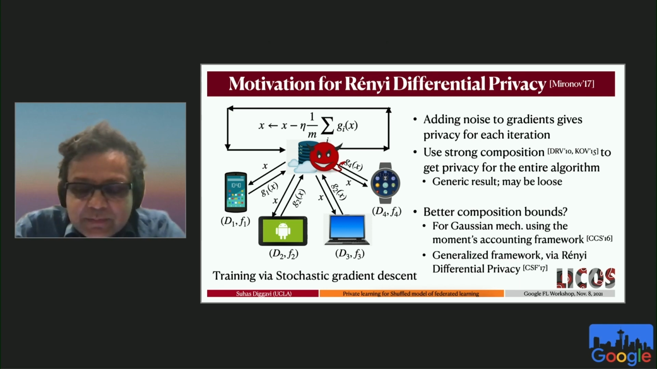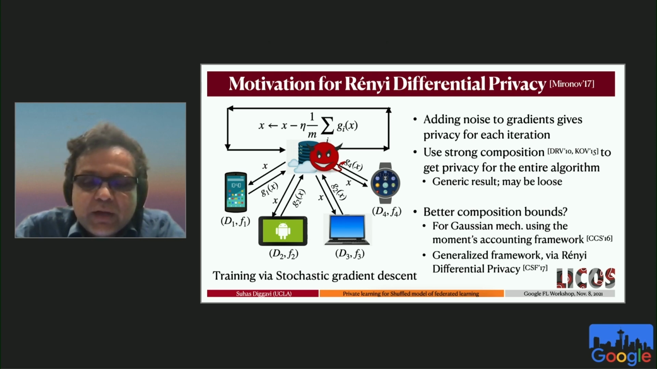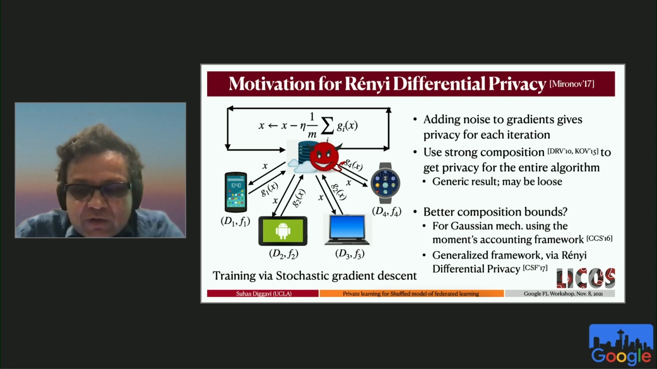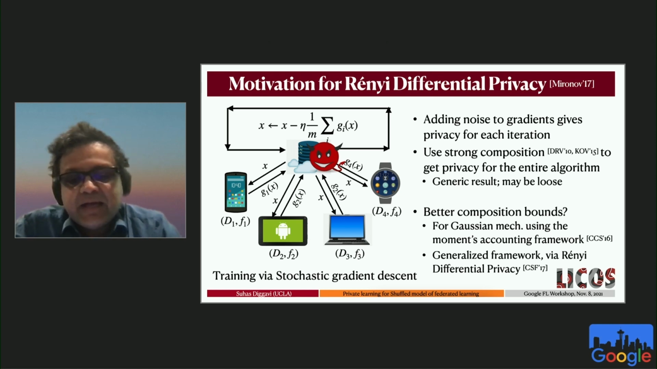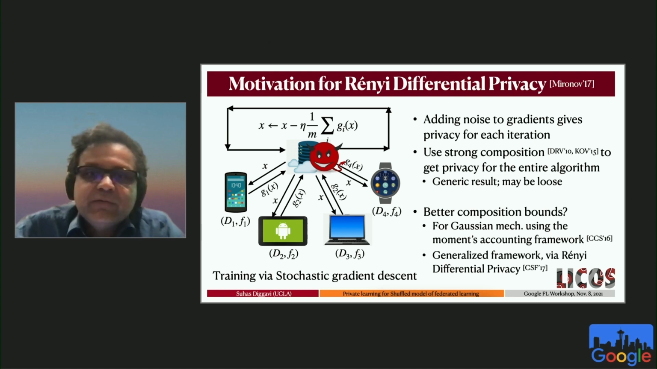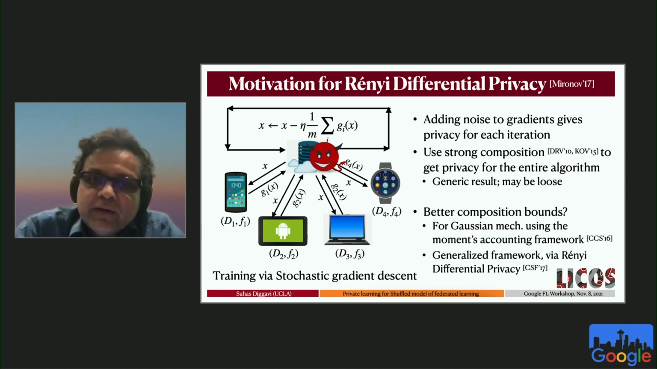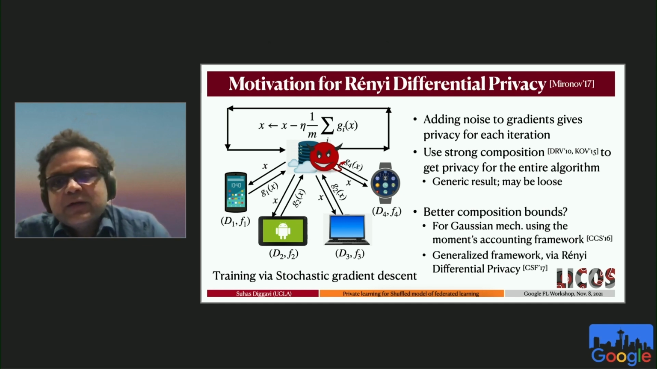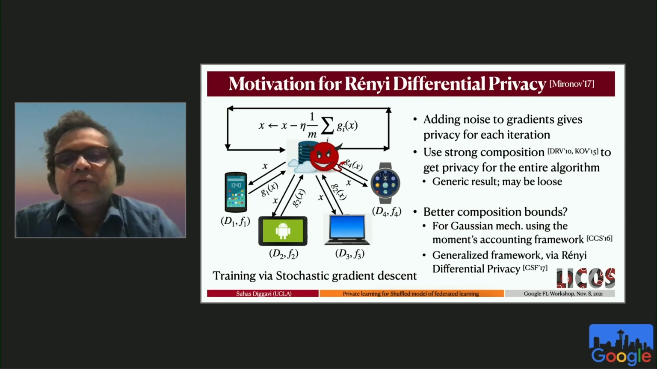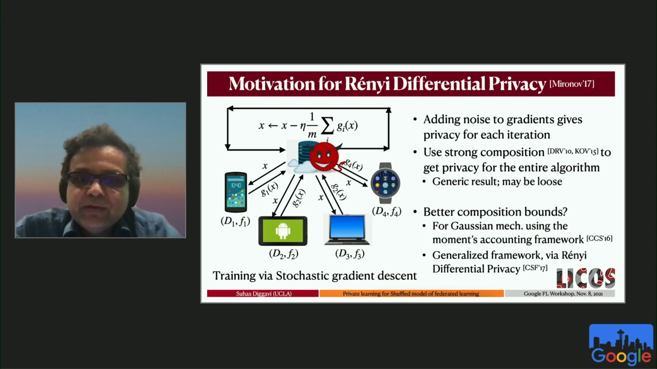The other aspect that we will focus on today is composition. Whenever we talk about learning models over many iterations, you need to give compositional guarantees. The standard compositional guarantees using advanced composition theorems could be improved upon. This was done in work by Abadi et al., which was presented at CCS a few years ago, and put into the framework of Rényi differential privacy by Mironov later. So we will use this framework, which enables us to give strong compositional guarantees for our work.